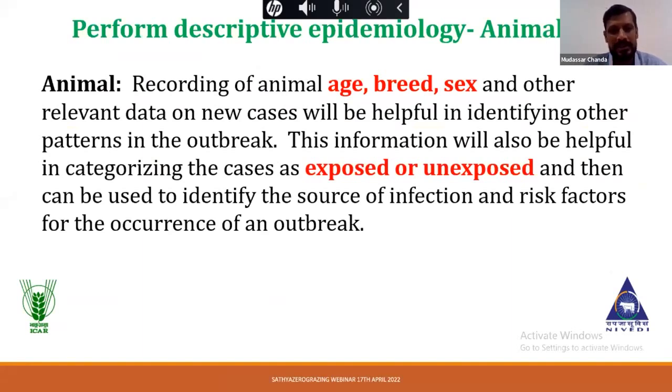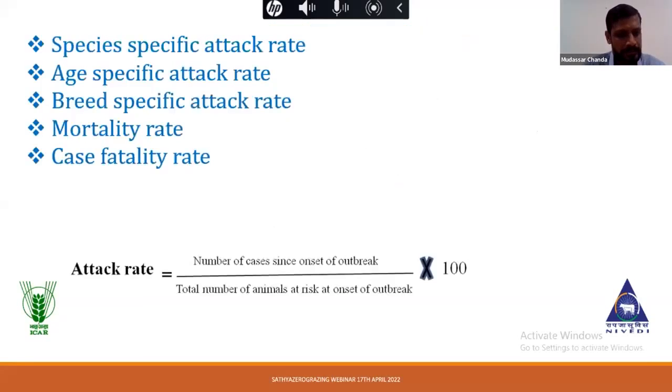And when you're trying to describe the disease in terms of the animal components, like when you record the age of the animal, the breed of the animal, the sex of the animal, this is very important because there are certain diseases which are age specific, and there are breed specific and sex specific risk factors also. This information will also be helpful in categorizing the cases as exposed and non-exposed. Then we can identify the source of infection and risk factors for the occurrence of the outbreak. So the animal details we need to collect whenever we visit outbreaks.